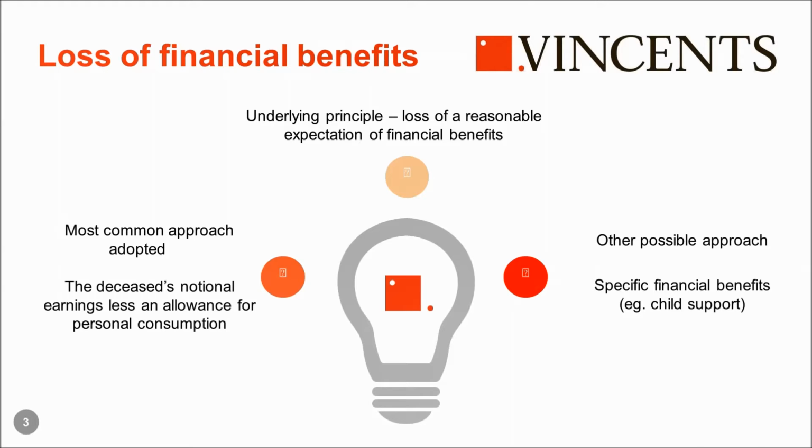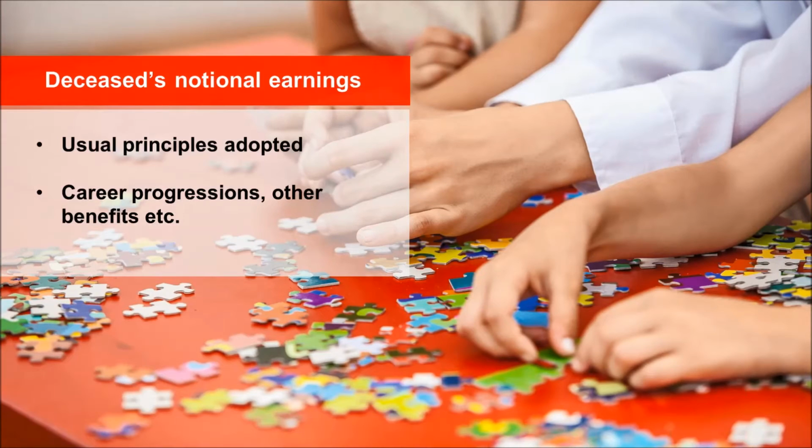So the first thing in doing this is always to work out what the deceased's notional earnings are. You should just remember that it's the usual principles that we use. So we'll look at it and say this is what they were doing at this particular point in time, and this was what was expected would have occurred but for the accident or the incident. And you'll take account of all the usual things such as career progressions and other benefits that people may have had in that occupation.